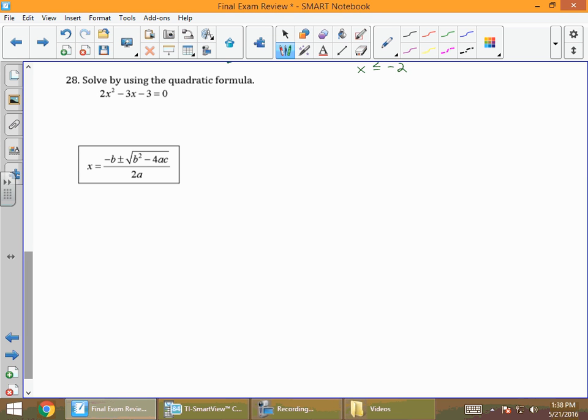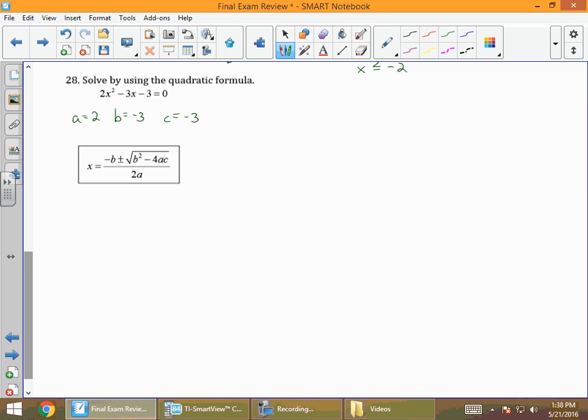But it's a matter of finding a, which is the number in front of x squared. So in this case, it's 2. B is the number in front of the x. In this case, it's a negative 3. And C is the number without the x. And this is also negative 3.